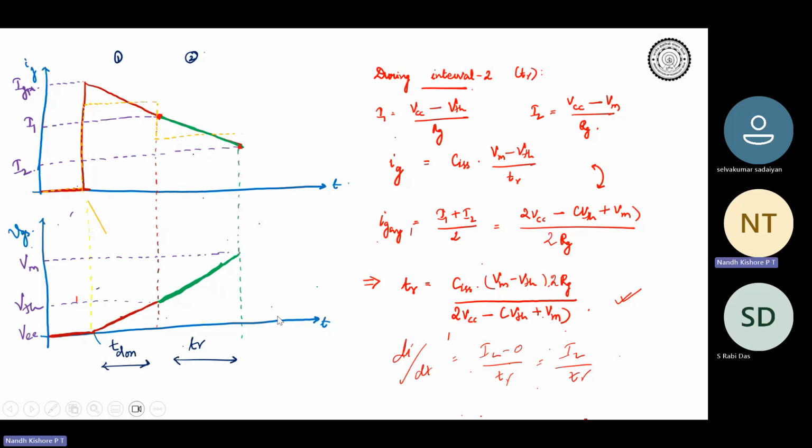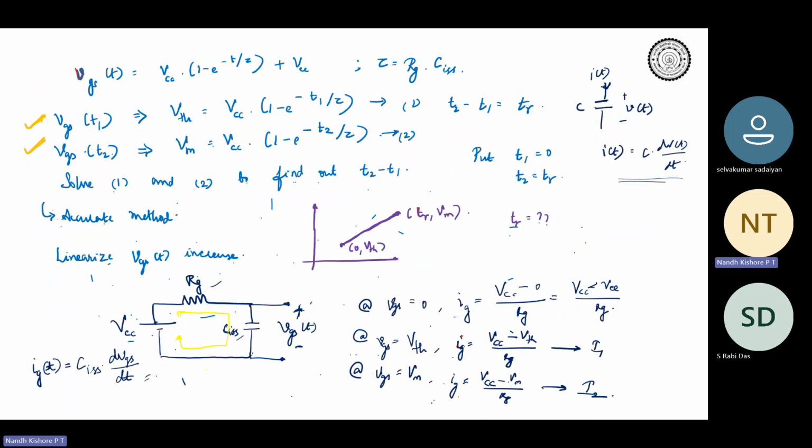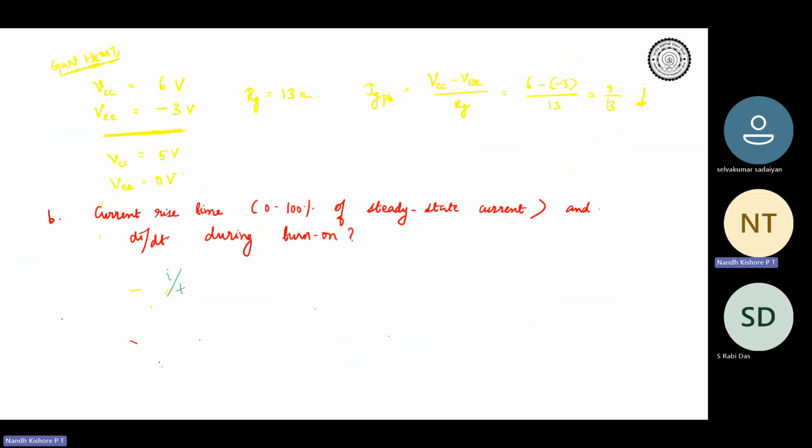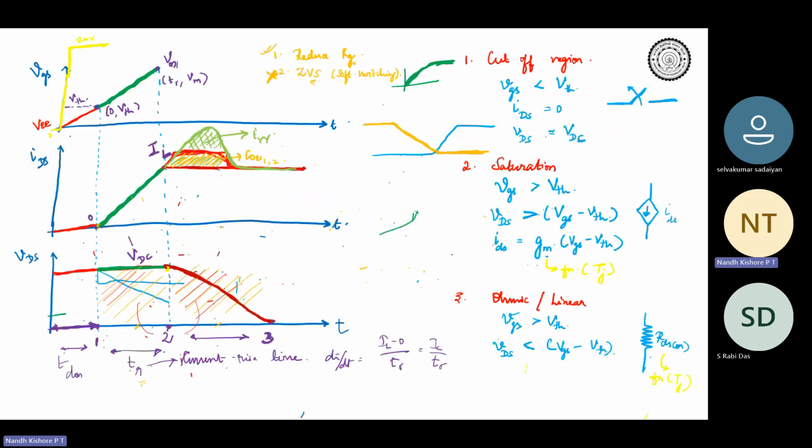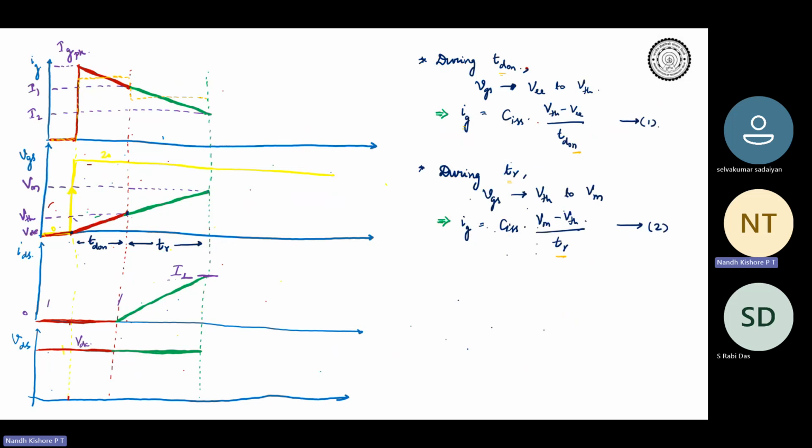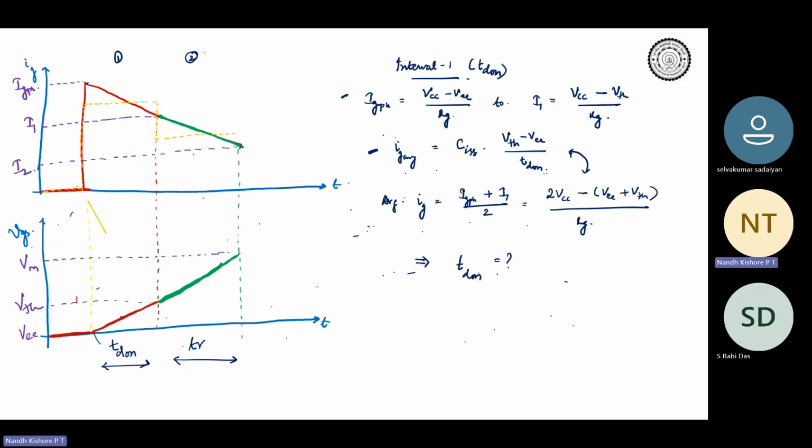So, any doubt till this point on how we are computing all of this? No, sir, it's clear. How we got TR, yes, just equate C dV/dt with the KVL equation. So this was one part, that is question B: what is the current rise time? Next part was how to find out the voltage fall time.